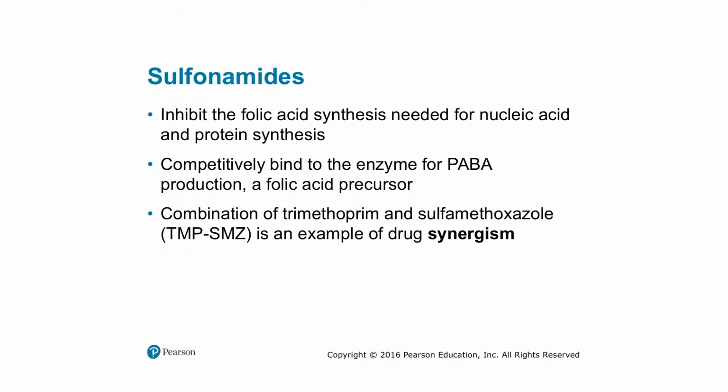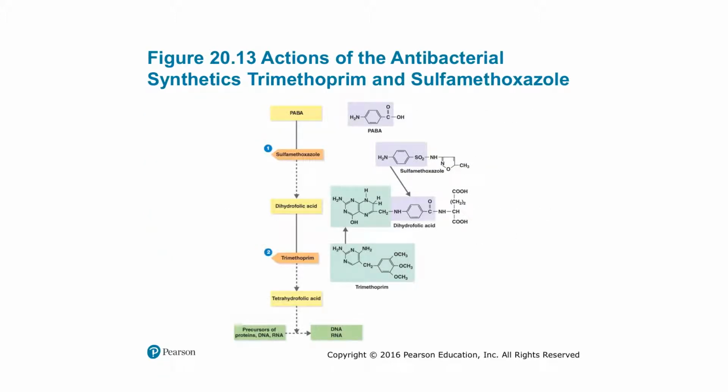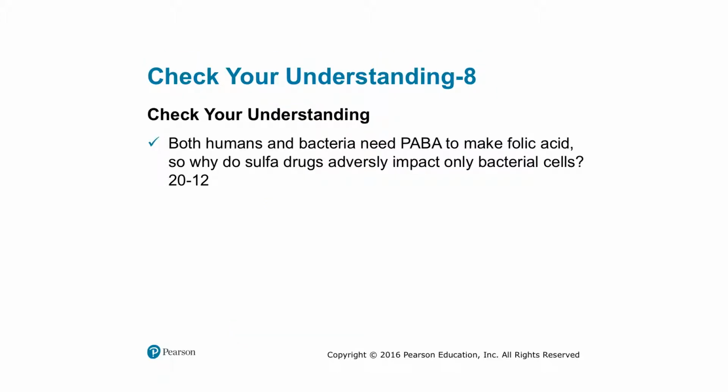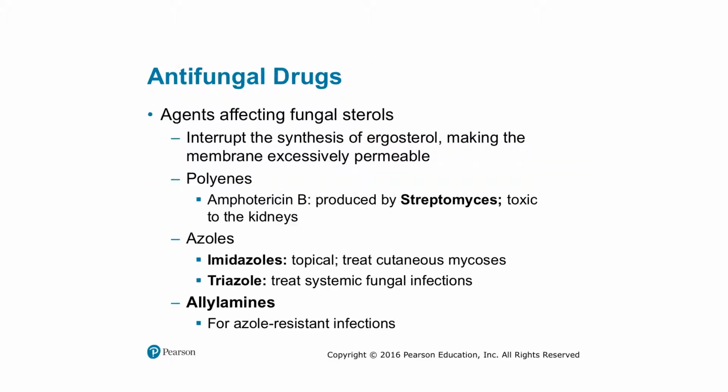Sulfonamides, these inhibit folic acid synthesis needed for nucleic acid and protein synthesis, and they competitively bind to the enzyme for PABA production, a folic acid precursor. The combination of trimethoprim and sulfamethoxazole is an example of drug synergism. So this pathway here, which I'm not going to ask you to memorize, if you mix them together, eventually you will get an increased effect from these two. So here's your check your understanding questions for section 8.